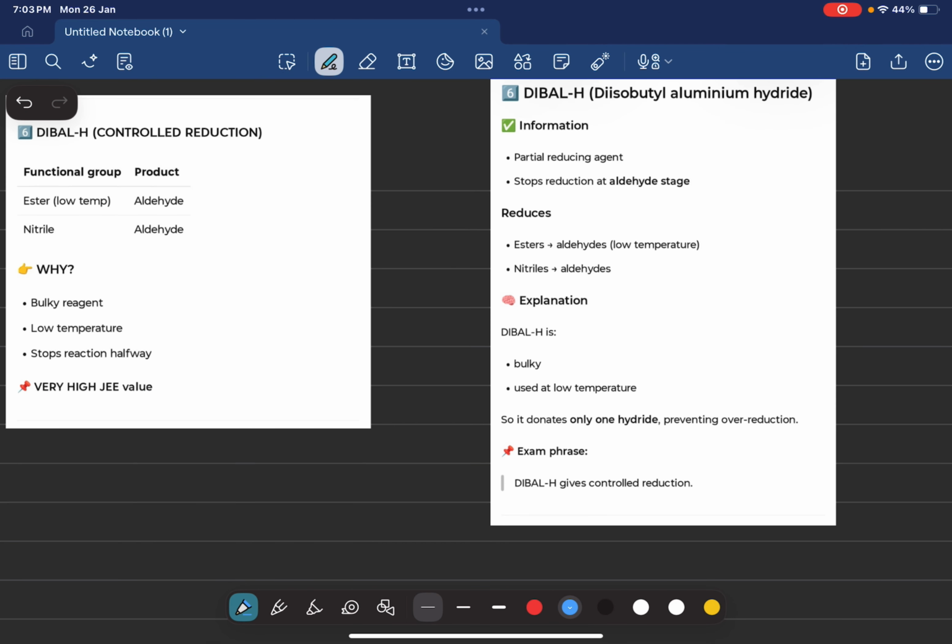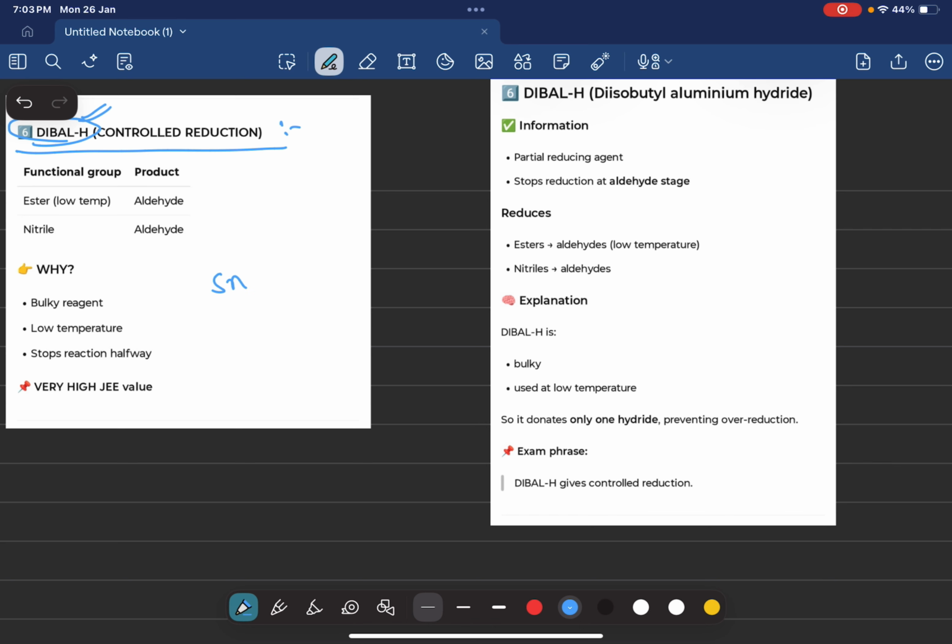There are many reducing agents, and all are very important. DIBAL-H, diisobutyl aluminum hydride, is used like in the Stephen reduction, though it's not exactly the Stephen reduction. Esters are converted into aldehydes. So it's a mild reducing agent. In most cases, aldehydes are the product with this reducing agent.